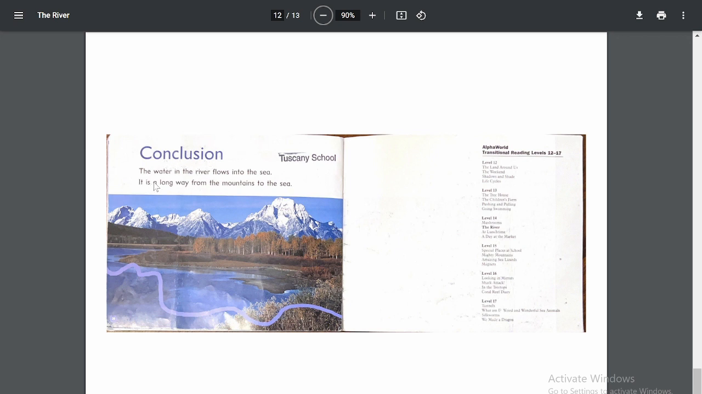Conclusion. The water in the river flows into the sea. It is a long way from the mountains to the sea.